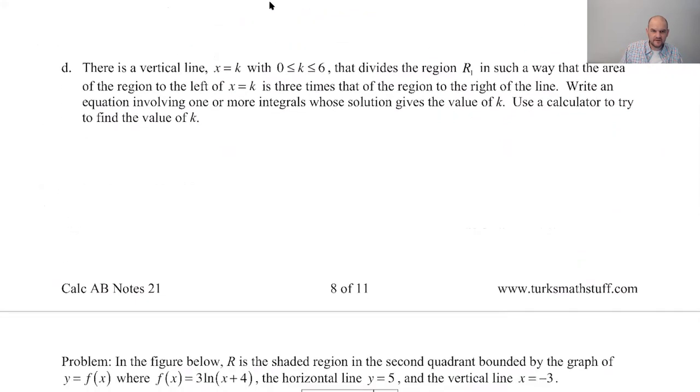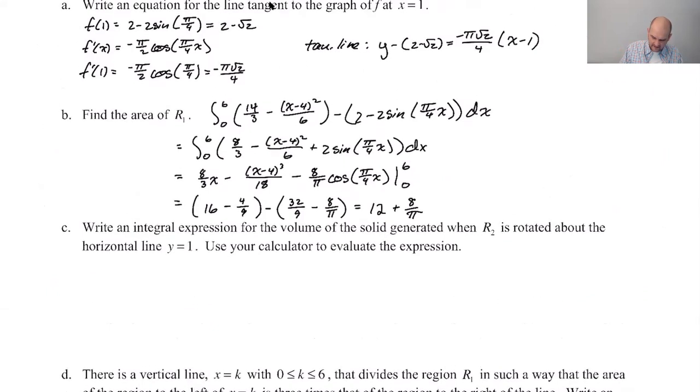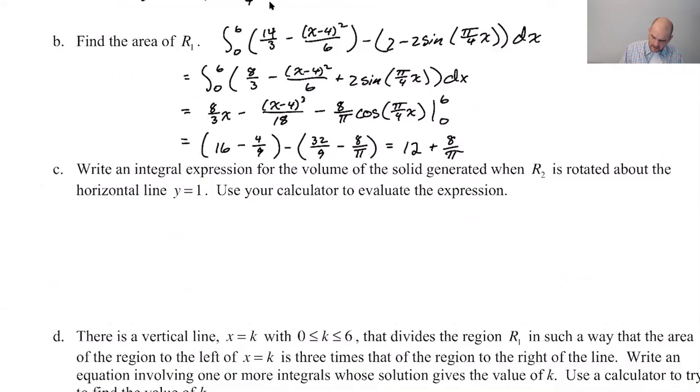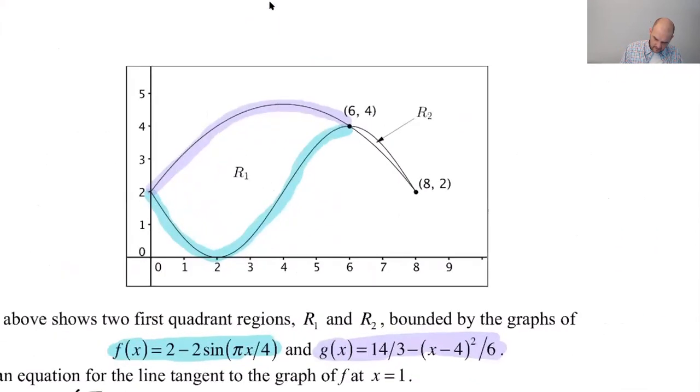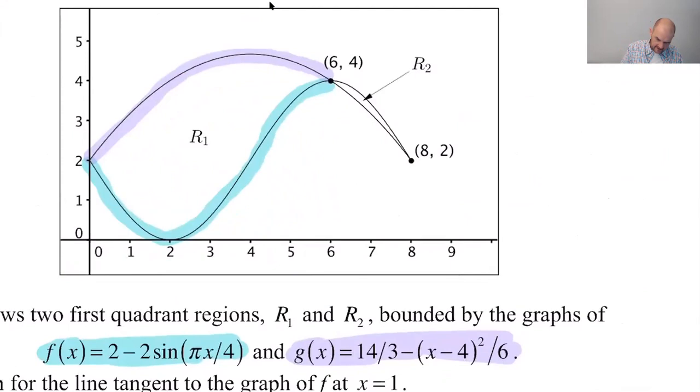How much is left here? Two things? All right, well, this one says to use a calculator, so, you know. Write an integral expression for the volume of the solid generated when R2 is rotated about the line y equals 1. y equals 1 is down here. Okay, so we're going around that.